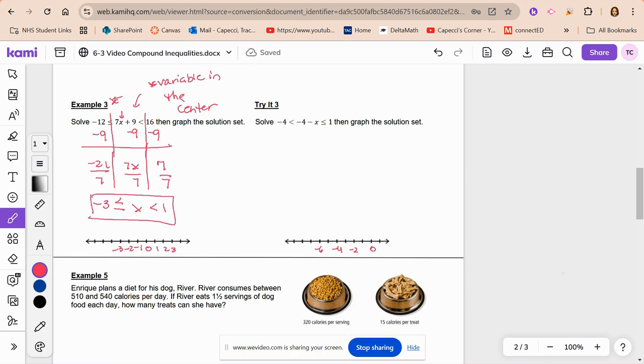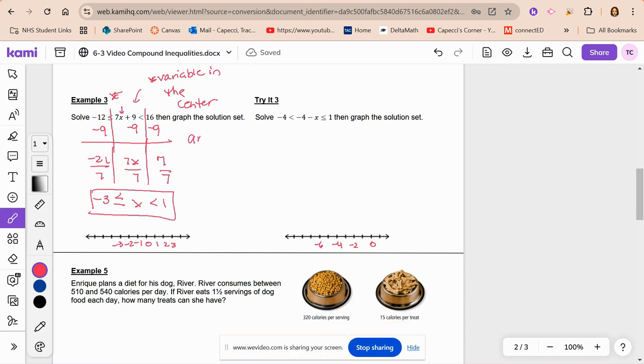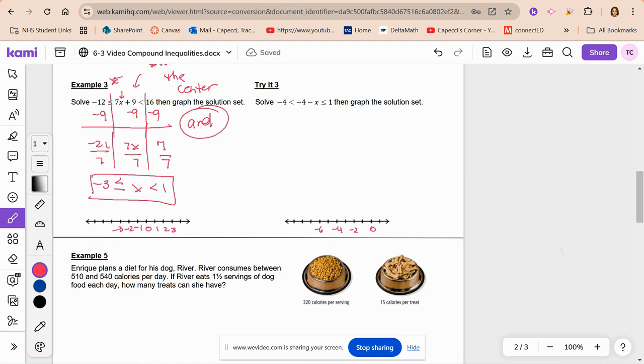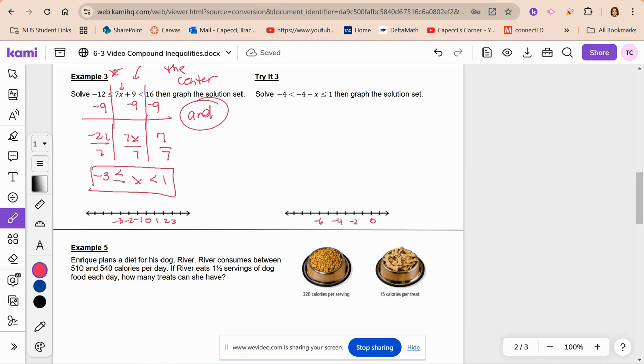So x has to be between, again, this is an and, because we have more than one thing going on. x has to be greater than or equal to -3 and less than 1. For that solution set, we're going to put a closed circle here and an open circle above 1, and we're going to connect it. So all those values in between are part of my solution set.